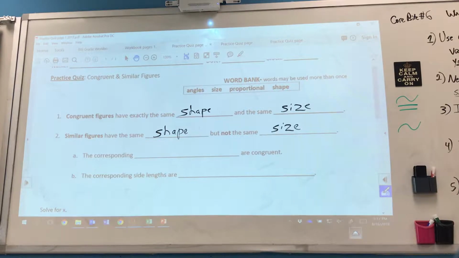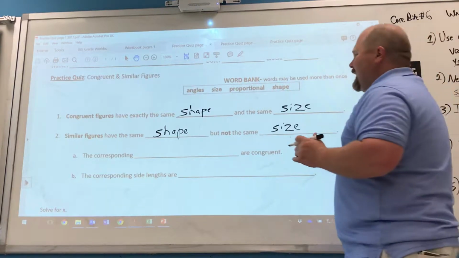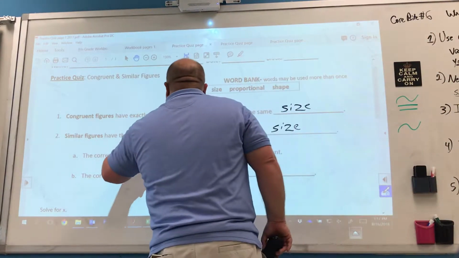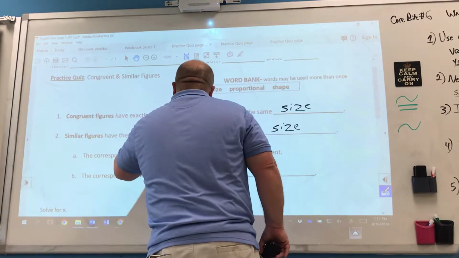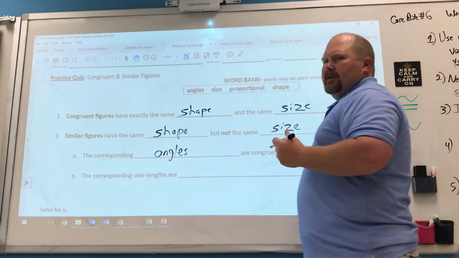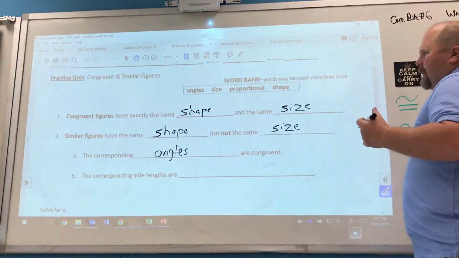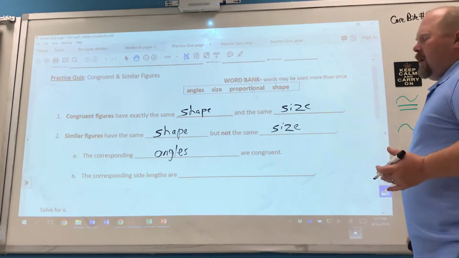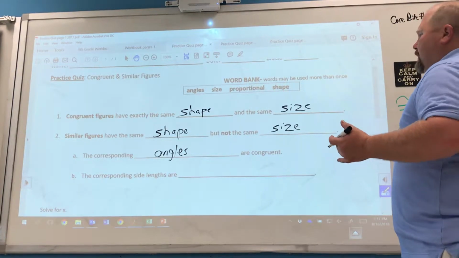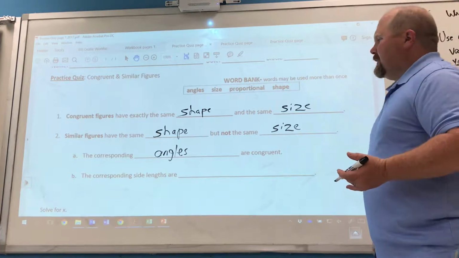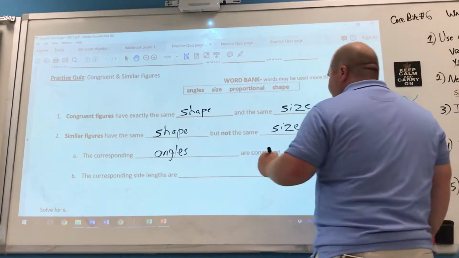But two things have to be true of similar figures. The corresponding angles are congruent. So that means the matching angles must be the same degree. If there's a triangle, all three of the angles are going to be the same degrees. The corresponding side lengths are proportional.